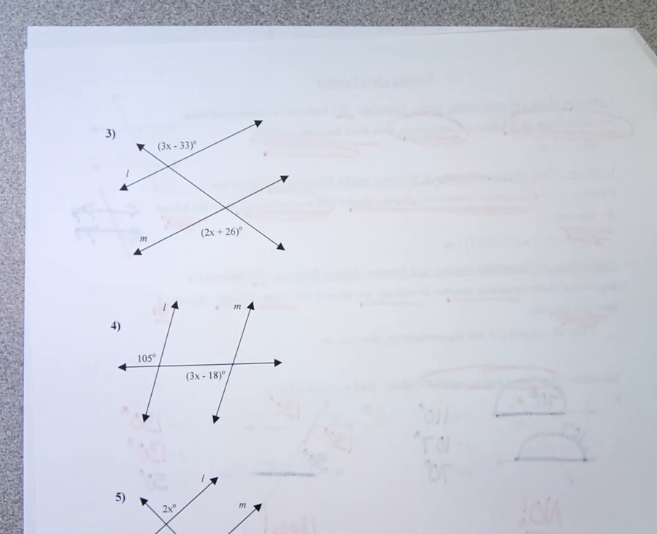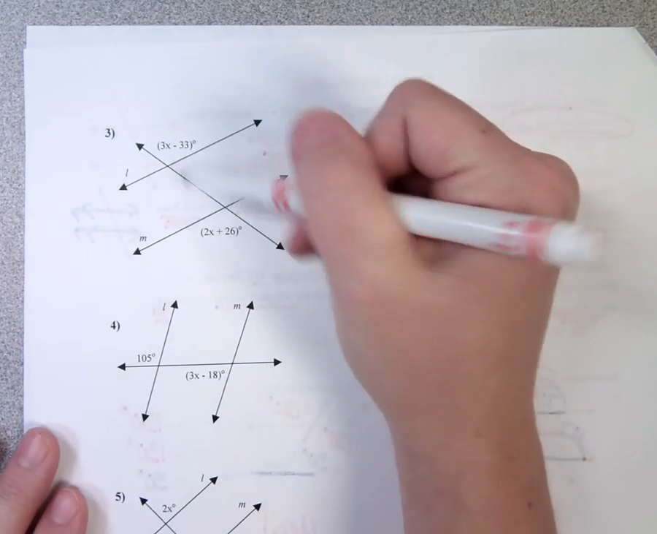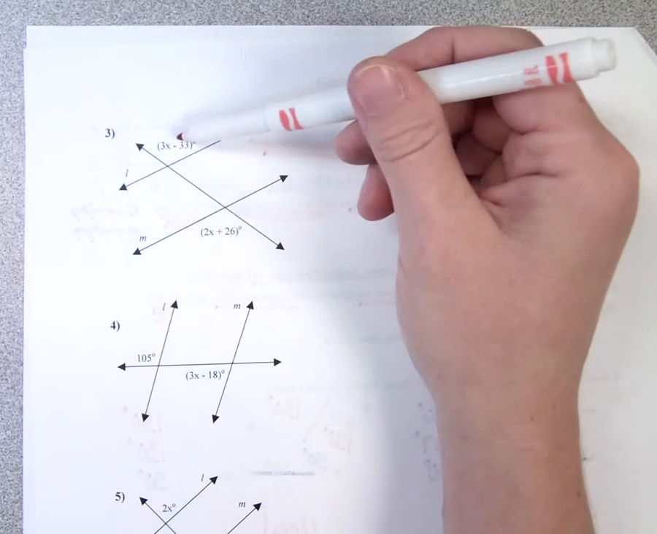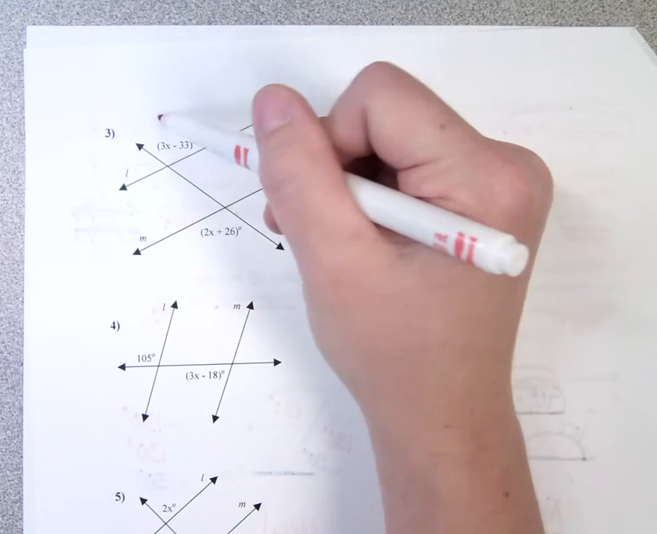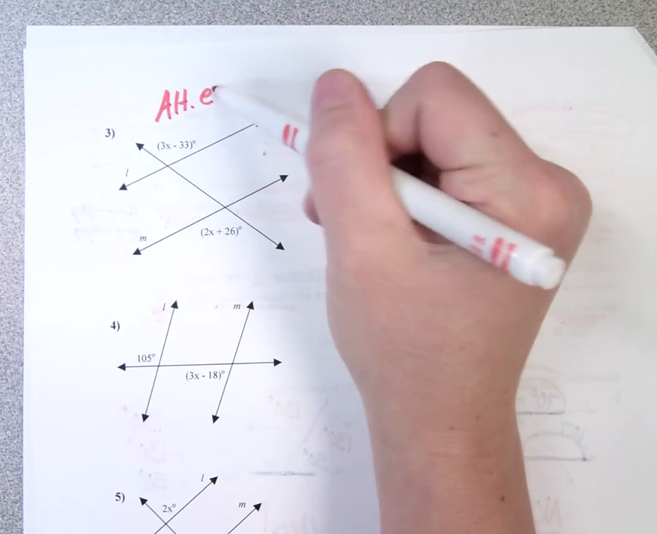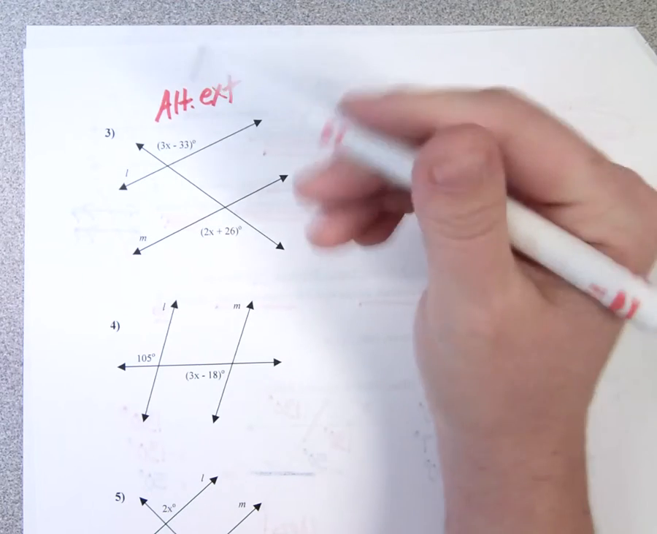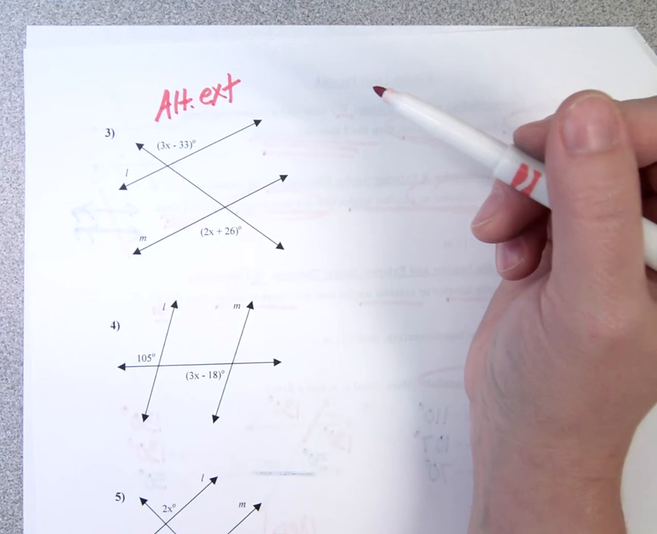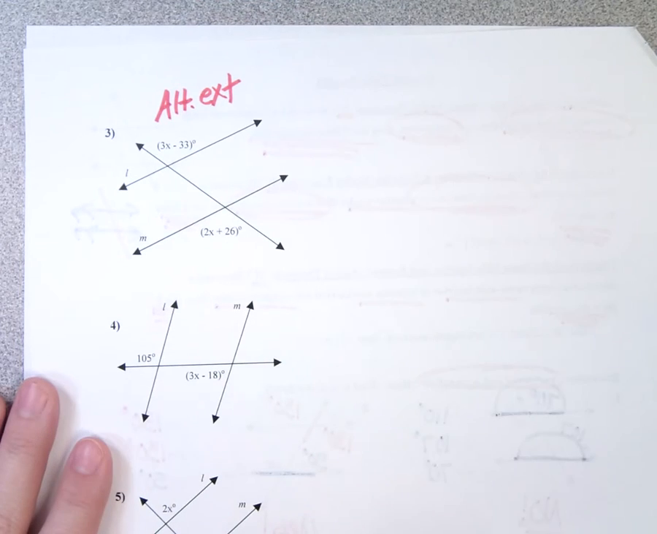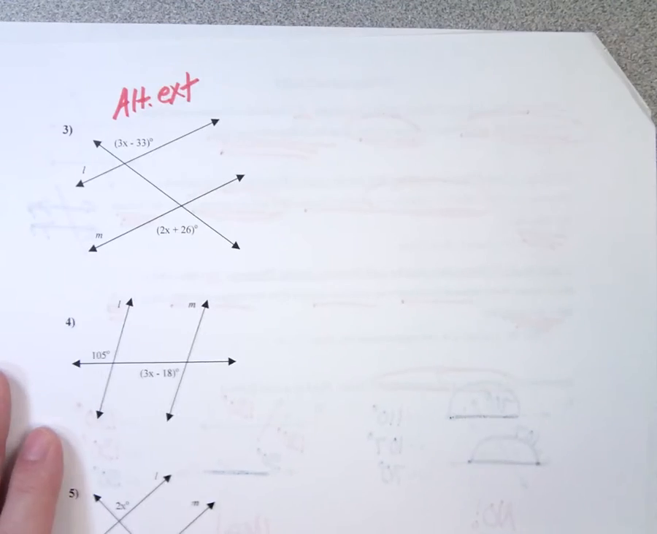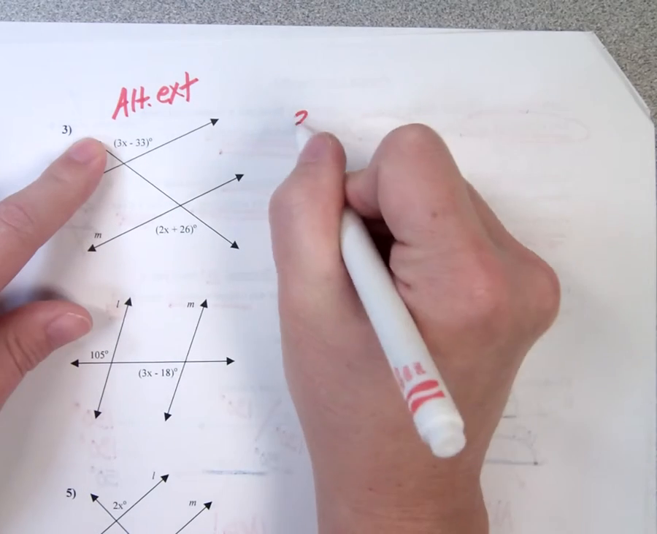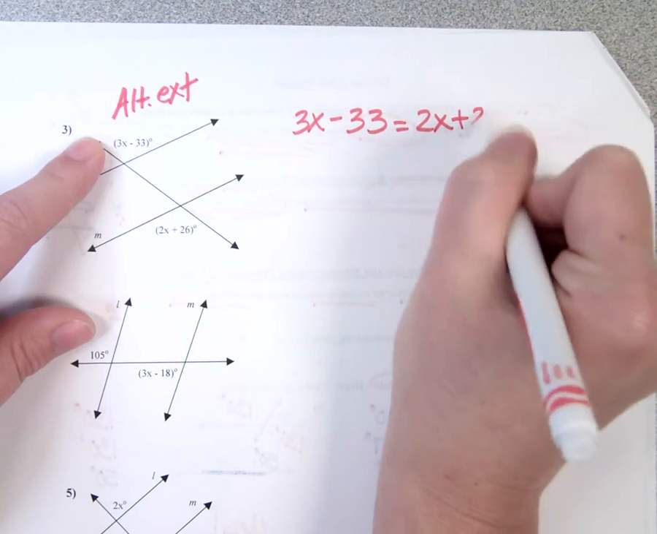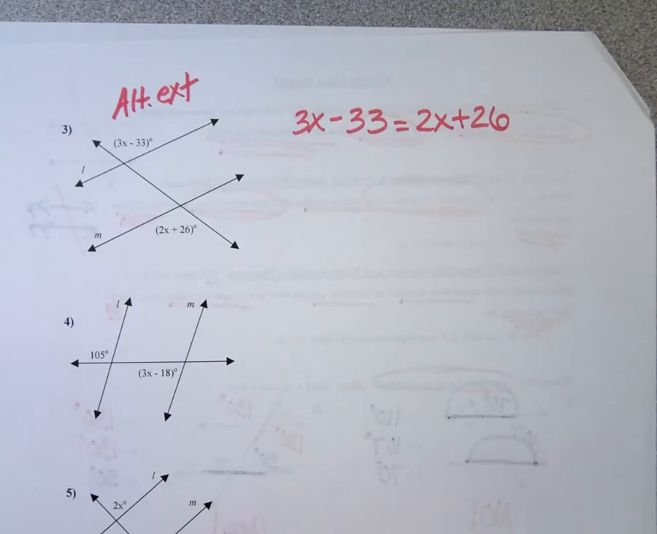Okay, number 3. First thing I do is I try to ask myself, do I know a name for the angles shown? Yes, these are alternate exterior angles. Do we want alternate exterior angles to be congruent, or do we want them to be supplementary? We want them to be congruent. And if you can't remember, you go back and look on your front page. So I'm going to set them equal. I'm going to set 3x minus 33 equal to 2x plus 26. And then I'm just going to solve that equation.